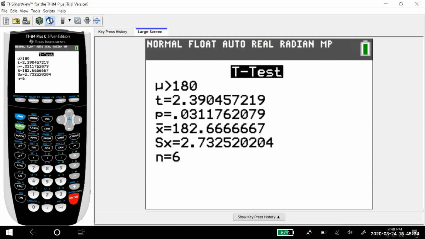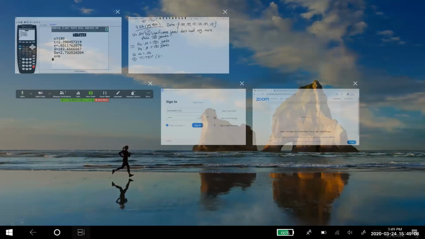We hit enter. Again, notice the T, and I'll jot that down, 2.39. And the p-value, 0.031. We'll go one more decimal, 0.0312. I will tell you, they typically will do T and Z values to 2 decimal places because that's how they're read in the table. And they'll usually do the p-value to 4 decimal places because that is how they're read in the table as well. All right, but anyway, let's go back to our problem.